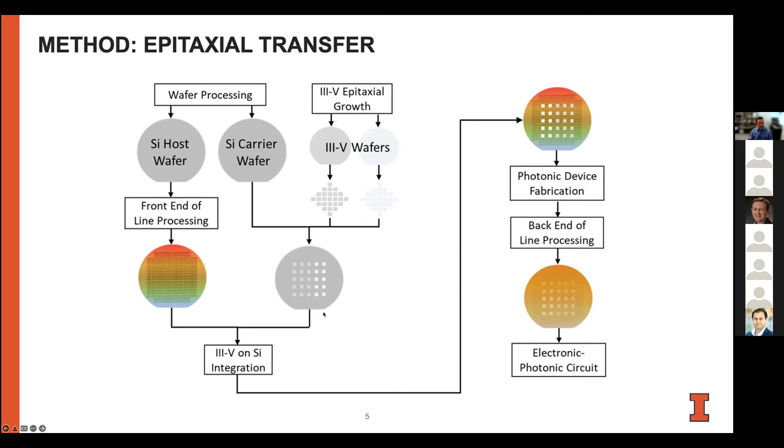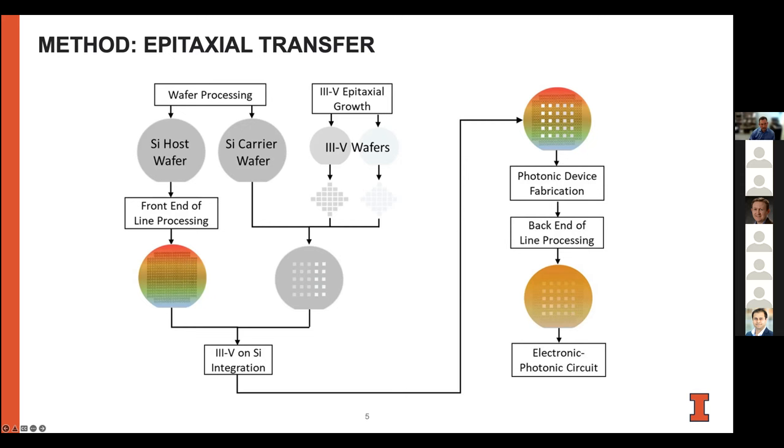We have a second wafer that's simulating a wafer coming out of a silicon front end of line process. We do processing on this to precisely define where those 3-5 epi islands are located, do a bonding process, and then ultimately fabricate the photonic devices on the silicon host wafer after we've done the epitaxial transfer. This is the unique aspect of what we're doing here. And of course, the ultimate goal is to produce an electronic photonic integrated circuit.